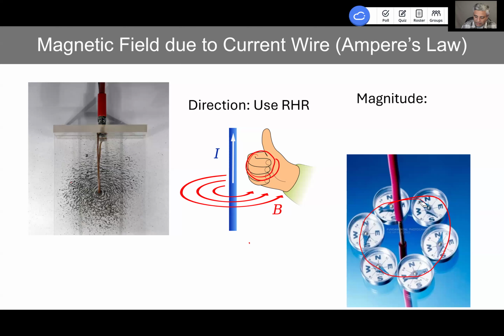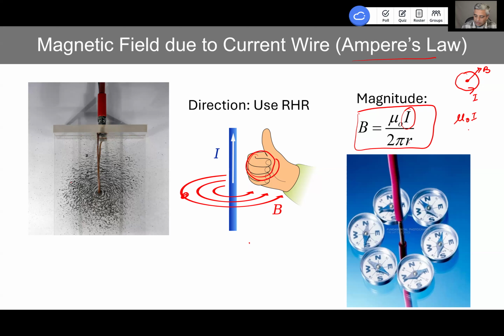So now to find the magnitude, that's what Ampere's law gives us. That equation also, as we expect, depends on the current and how far the point is. So this equation is very similar to the magnetic field at the center of a current loop. If current is going, we said that field is proportional to 1 over R. So they are very similar. Here this is pi over there.